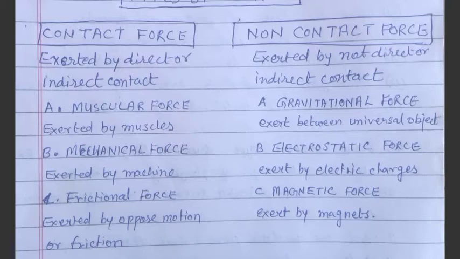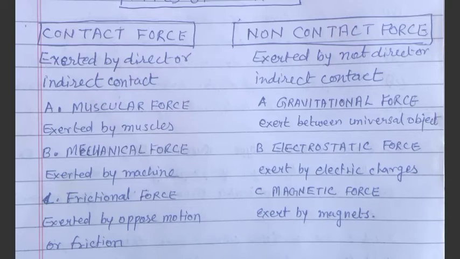Second is mechanical force, which is acted by a machine. When we use any machine, that force is called mechanical force. Next is frictional force. This is acted by the opposite of motion, or friction. It is called frictional force. For example, when any ball rolls on the ground, after some time it will stop rolling. That is an example of frictional force.